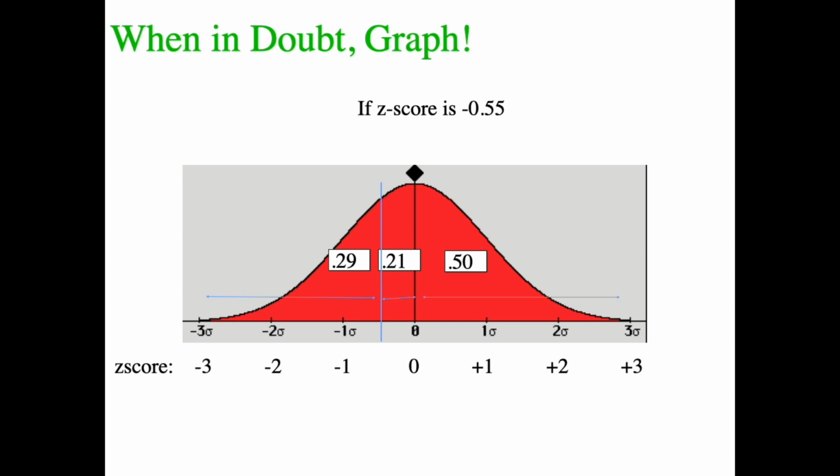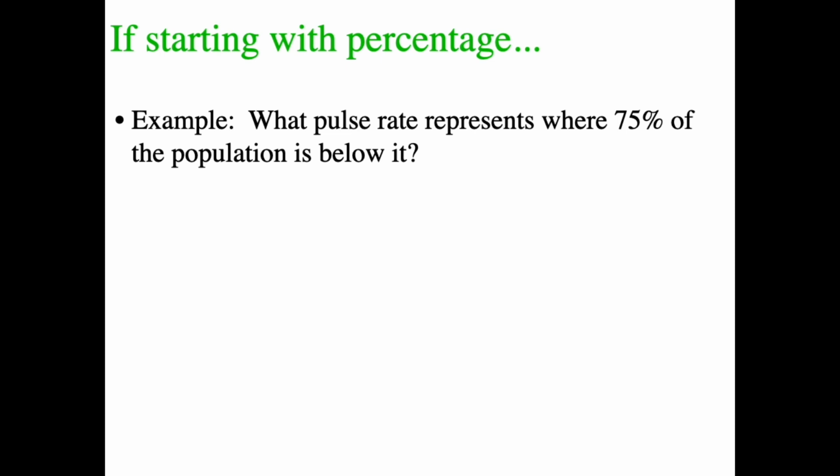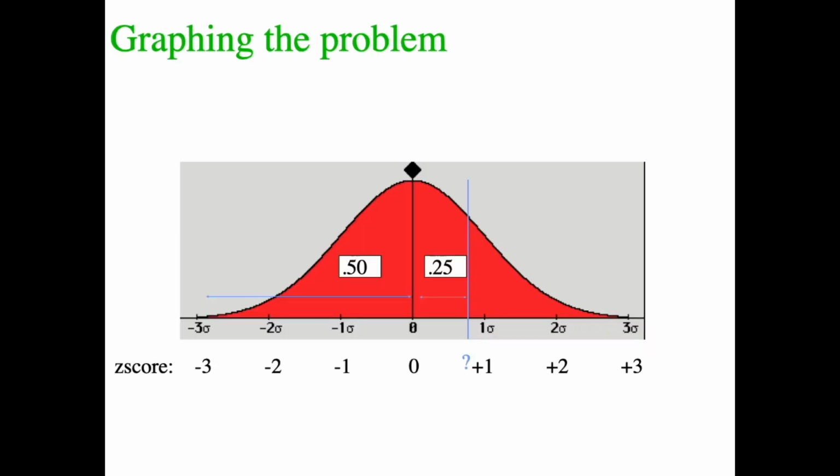Now, if you are starting with a percentage, like in fact you have this one, what pulse rate represents where 75% of the population is below it? That means I want to take this percentage information and convert it to a z-score, and then convert the z-score to an x. So if I break this problem up, it's saying, where's the place that 75% of the distribution is below me? Well, I've marked off 75%. So I've got the 0.5 of the bottom half of the distribution below the mean, plus I got 0.25 that's above the mean. And then I've drawn a little arrow to say, okay, this is approximately where I think the z-score would be.